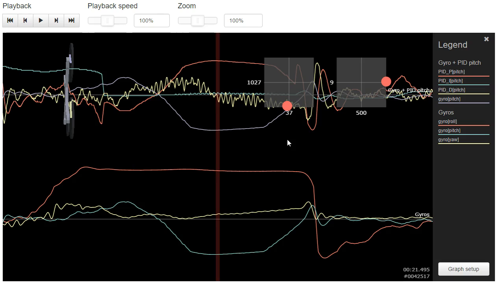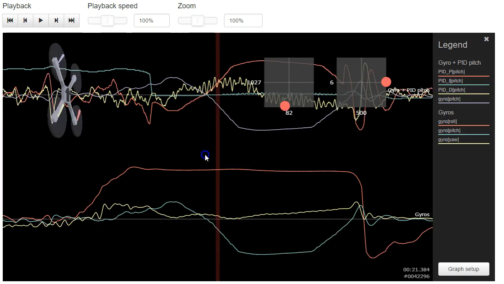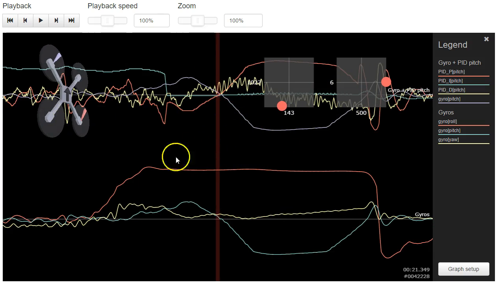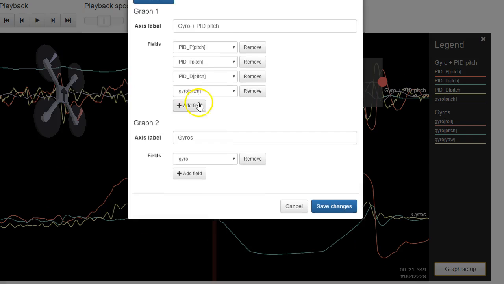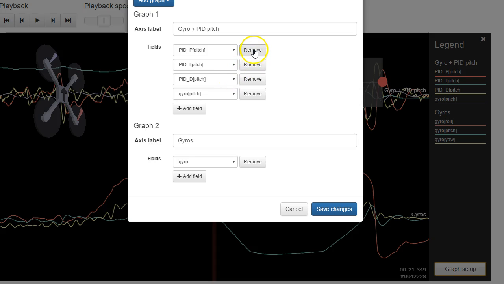But we see now that the pitch P term is opposing the gyro move, which means the PID controller agrees with you that you didn't command this move, right? If the P term were on the same side of the axis as the gyro, it would be supporting the move and making it happen more, and that's not what we see. So, okay, so then let's take a look next at your motors.